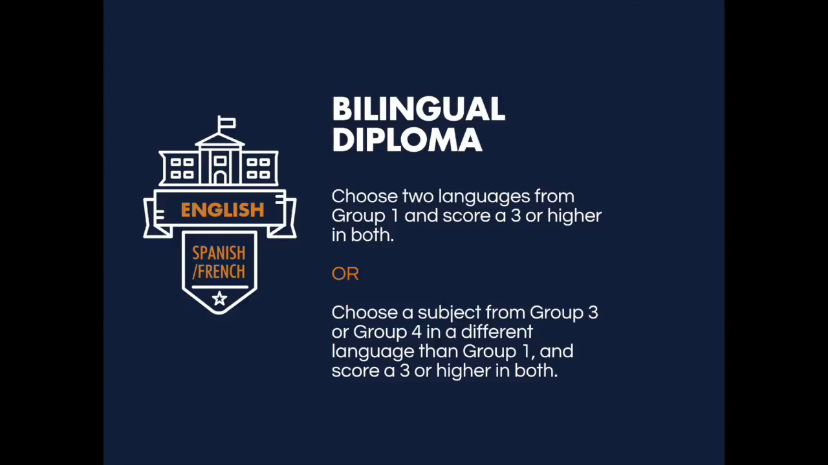Then there's the bilingual diploma, which doesn't require any permission from the IBO. You'll get it automatically if you choose 2 subjects from Group 1, each of a different language. Or you might choose to study a Group 3 or a Group 4 subject in a different language than your Group 1. For example, taking English A literature and chemistry or history in Spanish. In both cases, you need to score 3 or higher in the 2 subjects to obtain the bilingual diploma.